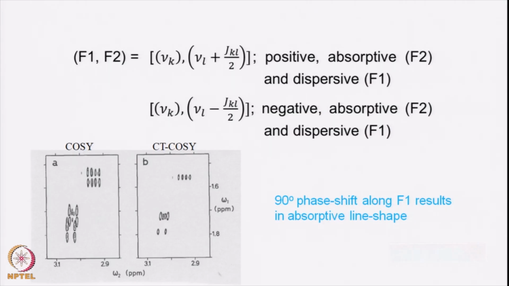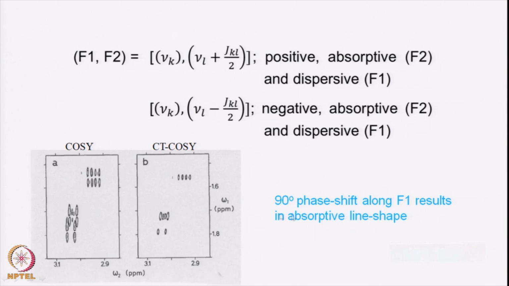But we focus on the cross peak here, we are interested in looking at the cross peak. So if I do that, then I will have absorptive line shape along F1 and absorptive line shape along F2. I do not do any phase correction along the F2 dimension, therefore I will have absorptive line shape here and absorptive line shape along the F1 dimension here. Now look what is the consequence of that.